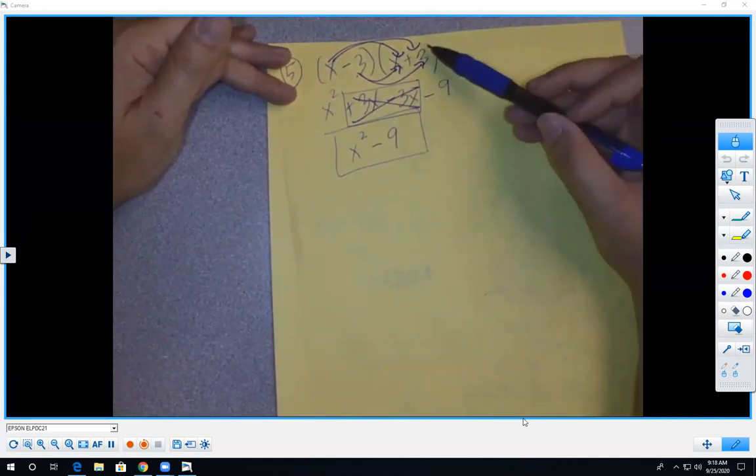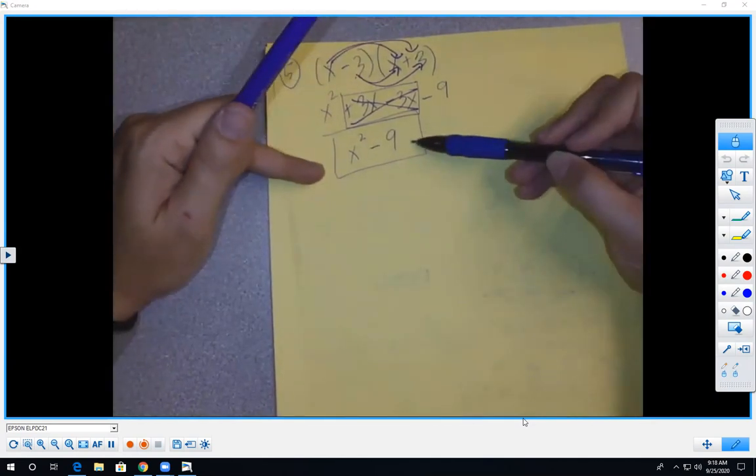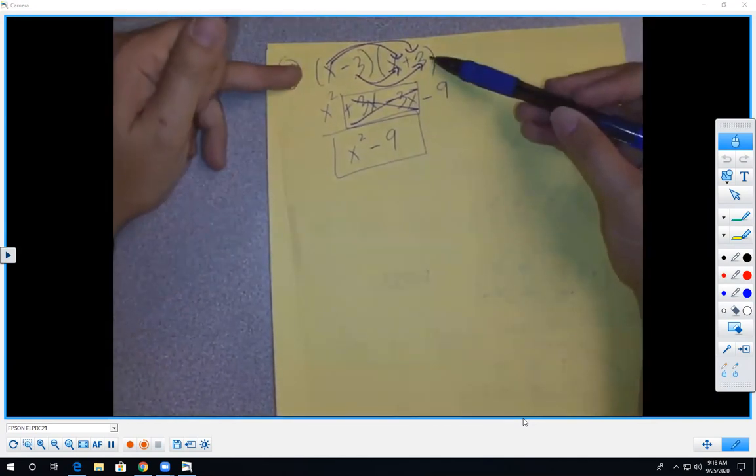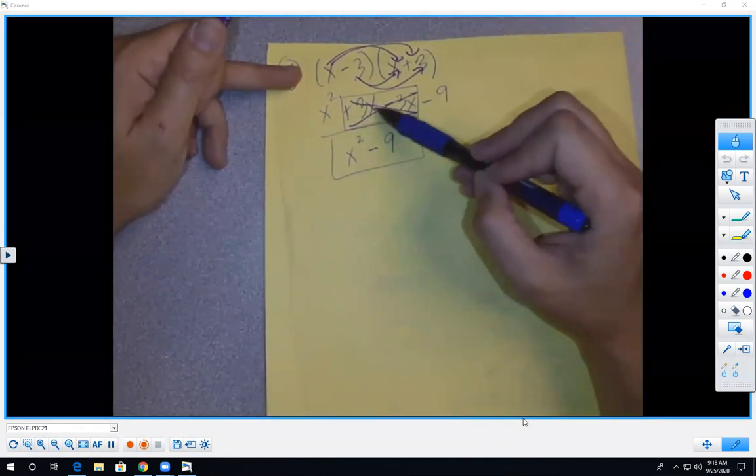This should look familiar. What is that problem? X squared minus 9, x plus 3, x minus 3. It's like the difference of two squares when you're factoring it. If you get this problem, we know to factor it into x plus 3, x minus 3. The reason why I didn't have anything on the inside there is because it cancels out.